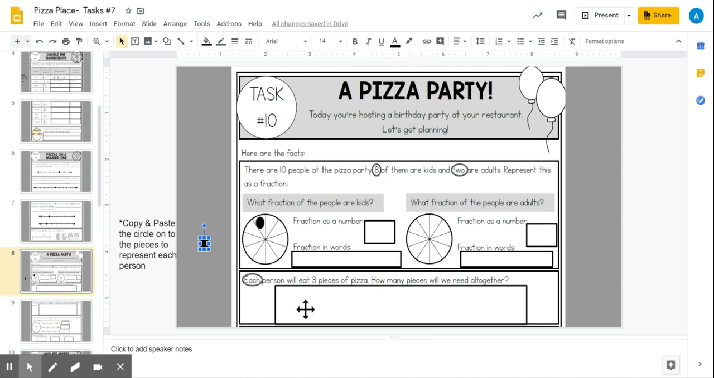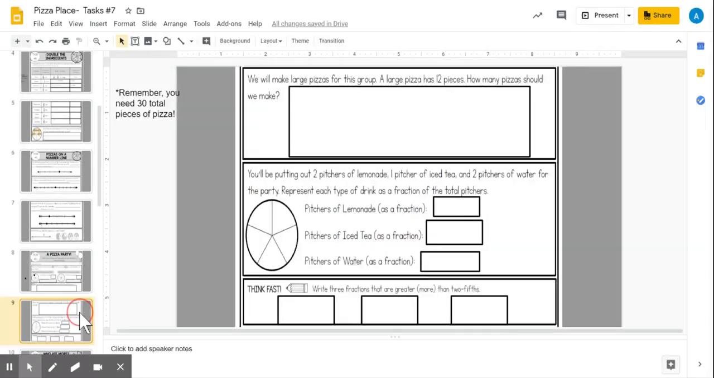And then this last one, each person will eat 3 pieces of pizza. How many pieces will we need altogether? So if each person is eating 3 pieces of pizza and there are 10 people, each person eats 3. Think about it. What operation are you doing? How many pieces of pizza do you need?